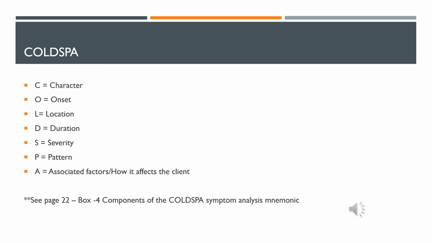P is pattern, and basically it's asking what makes your pain better or worse. And that's a really important question to ask so that you can implement your interventions to assist your patient. Associated factors, or how it affects the client, would be something like, what do you think caused it to start? Or what other symptoms occur with it? Is there any pain that's radiating? How does it affect you? Those types of questions. And this is a mnemonic that you will use starting now and through your nursing practice. So it's a way to elicit more information from your client about their symptoms.